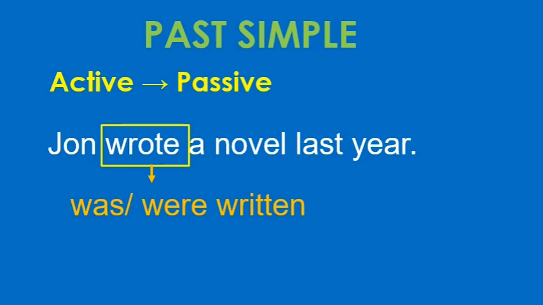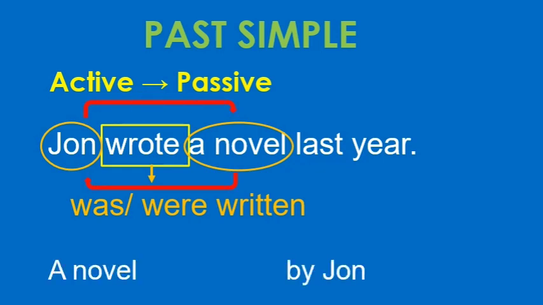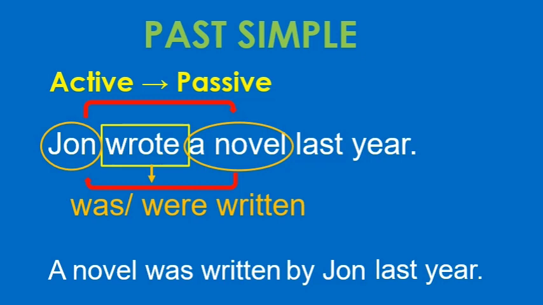And then again exchange the subject and the object. John at the back, novel is at the front. And then choose was written or were written. Since this is singular, a novel, the answer will be was written by John last year. Let the time be there. Right. Now the last.